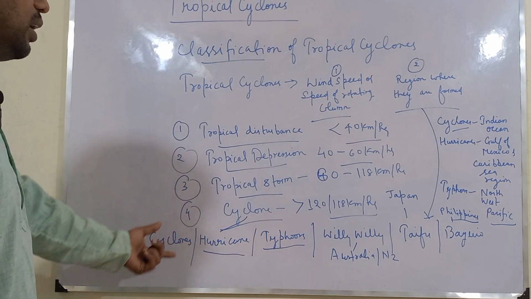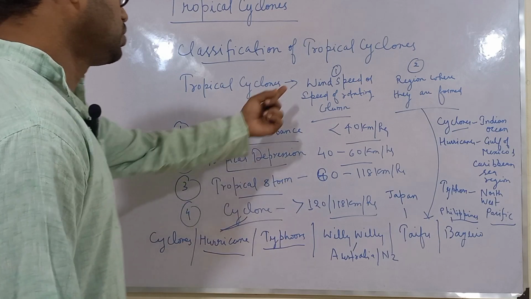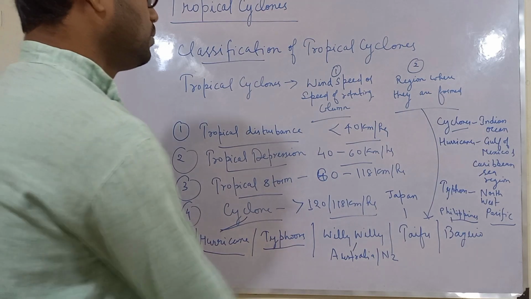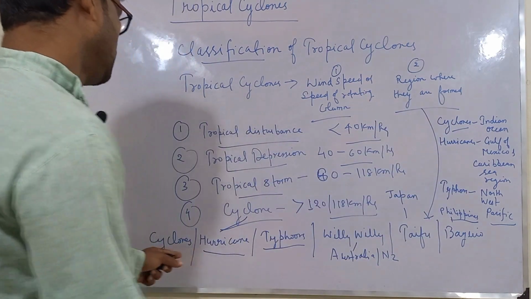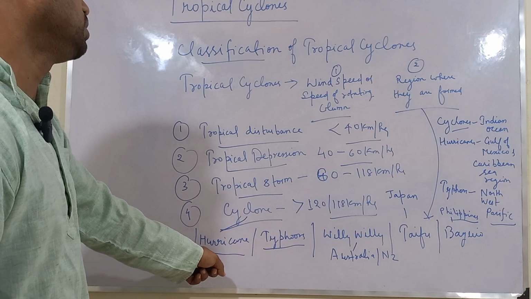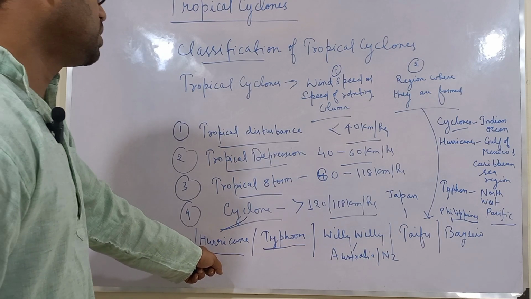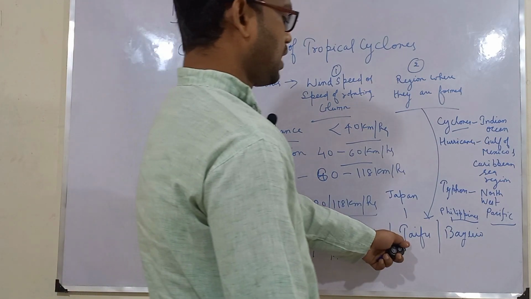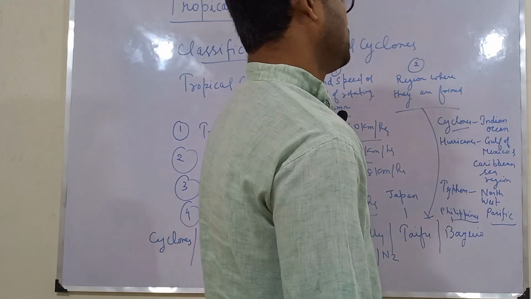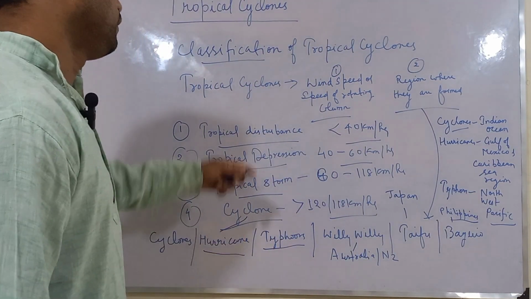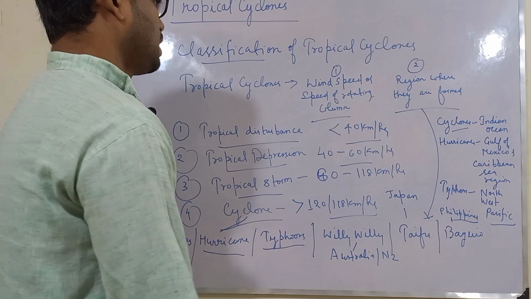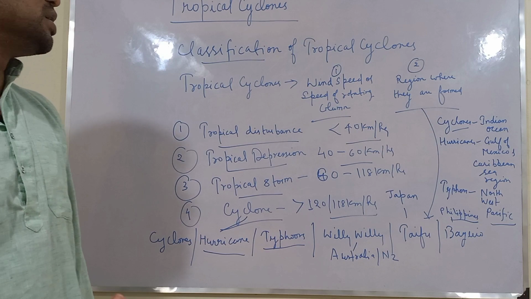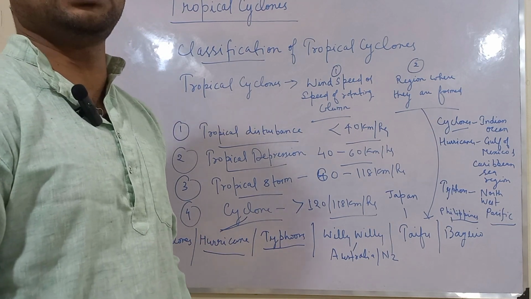So I hope you are clear with the classification of tropical cyclones based on wind speed: tropical disturbance, tropical depression, tropical storms and cyclones. And based on the regions where they are formed: cyclones in the Indian Ocean, hurricanes in the Gulf of Mexico and Caribbean Sea, typhoons in the Northwest Pacific, Willy Willy in the Australia and New Zealand region, typhoon in Japan, and Baguio in the Philippines. If we are clear with this classification, we will move to our next heading, that is origin or the conditions needed for a tropical cyclone to be formed.